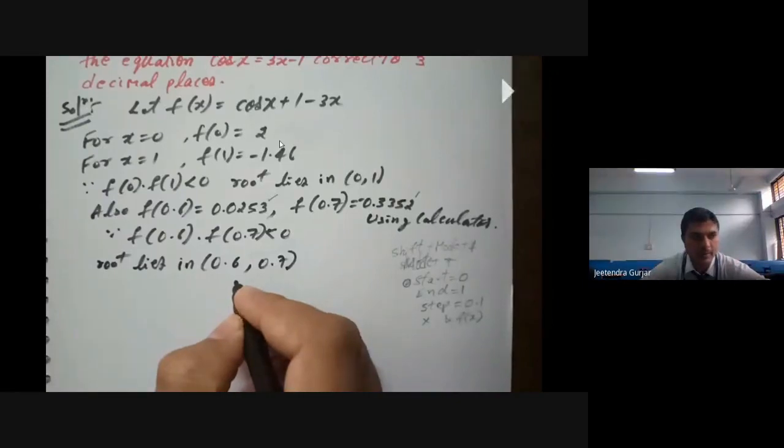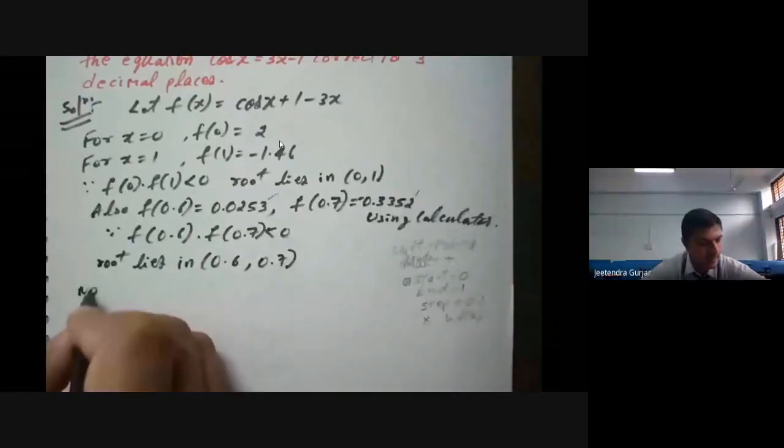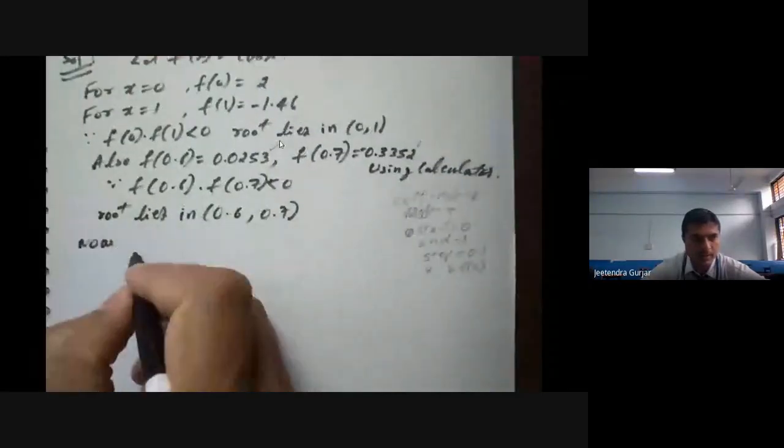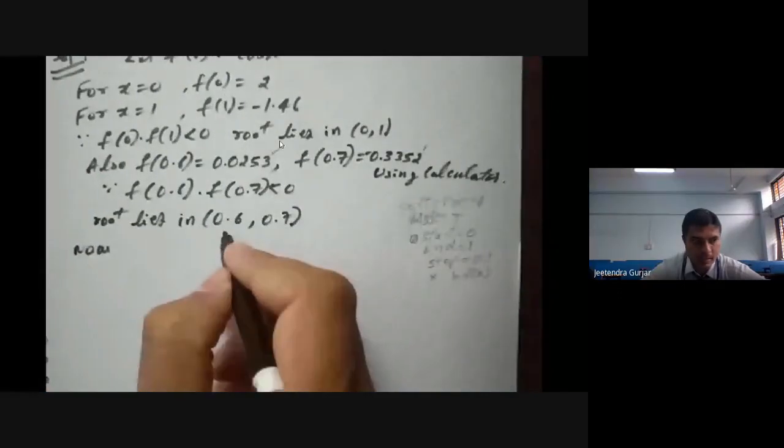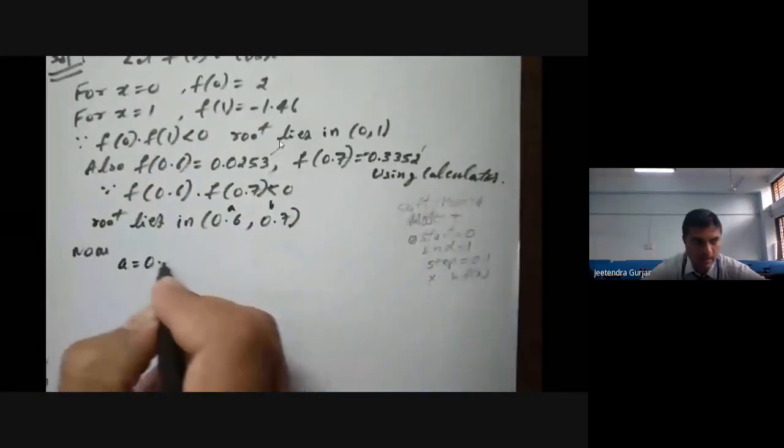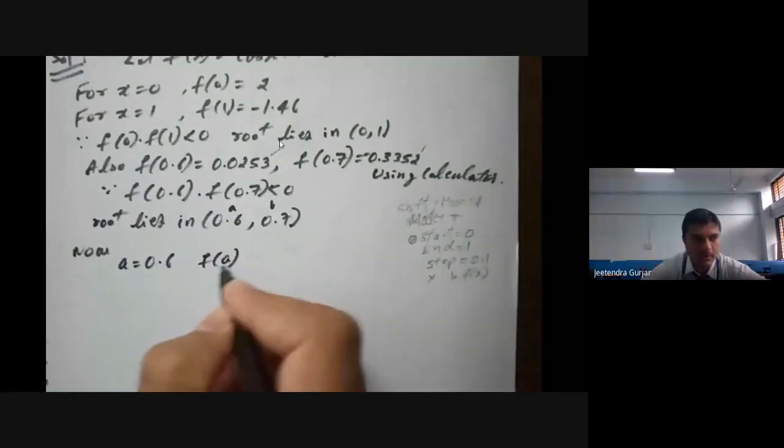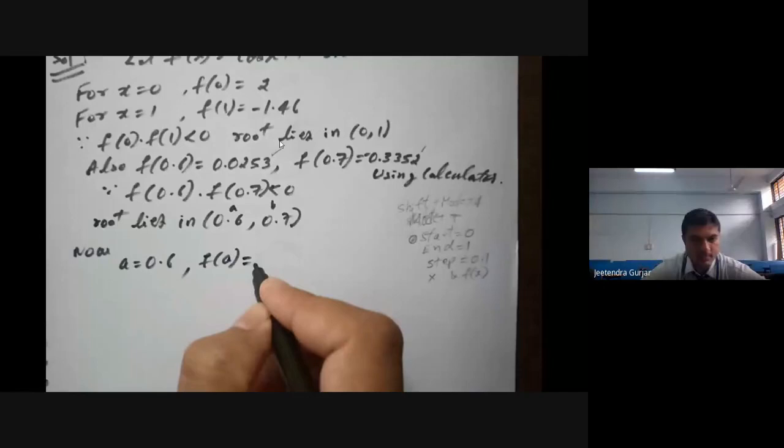I think everyone has got the values now. Why do we take 0.6 and 0.7? One is positive, one is negative. In the last class I already told, when you get two values where one is positive and one is negative, we take them as A and B. So what is f of A? Can anybody type it in the chat box? What is f of A? Very simple. Go in your calculator. Substitute f of 0.6 in the above equation f of x is equal to cos x plus 1 minus 3x.